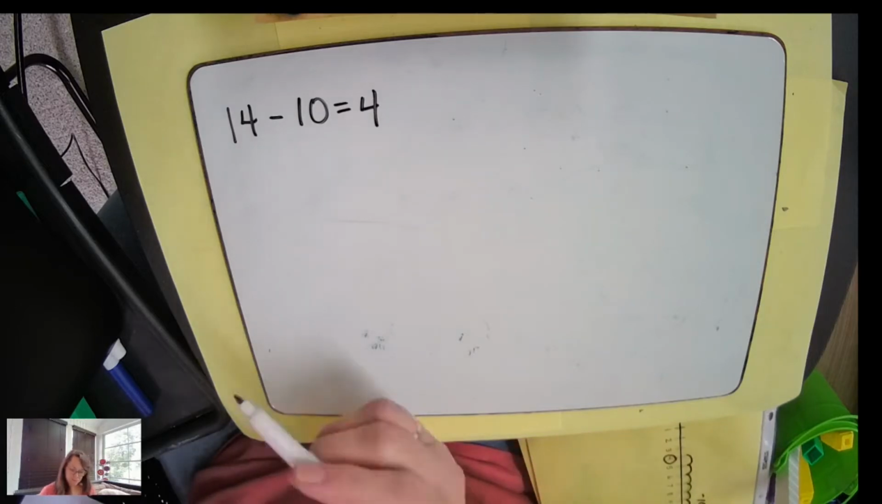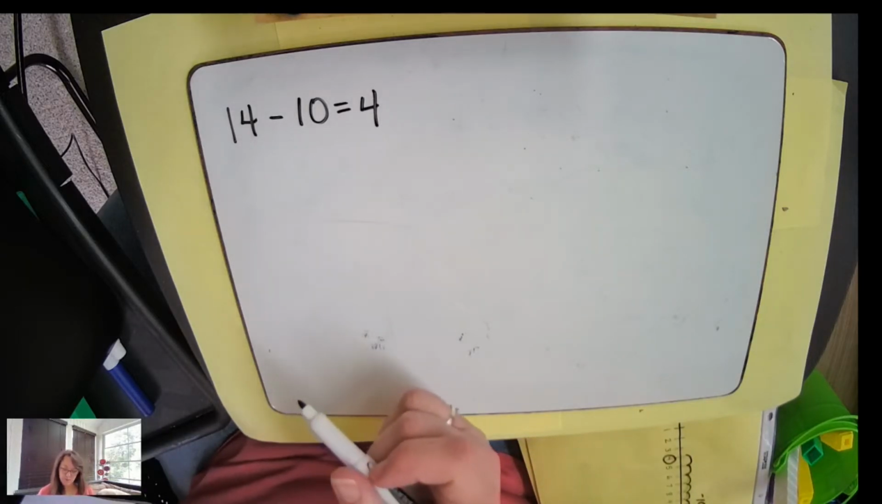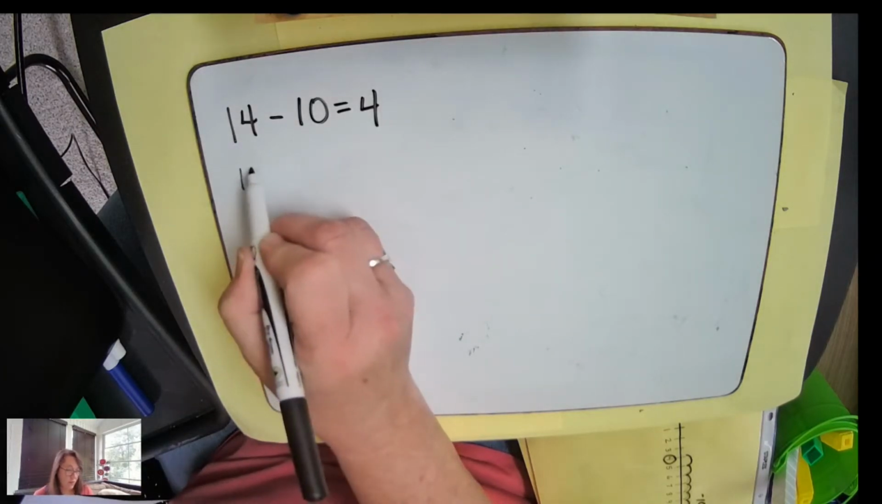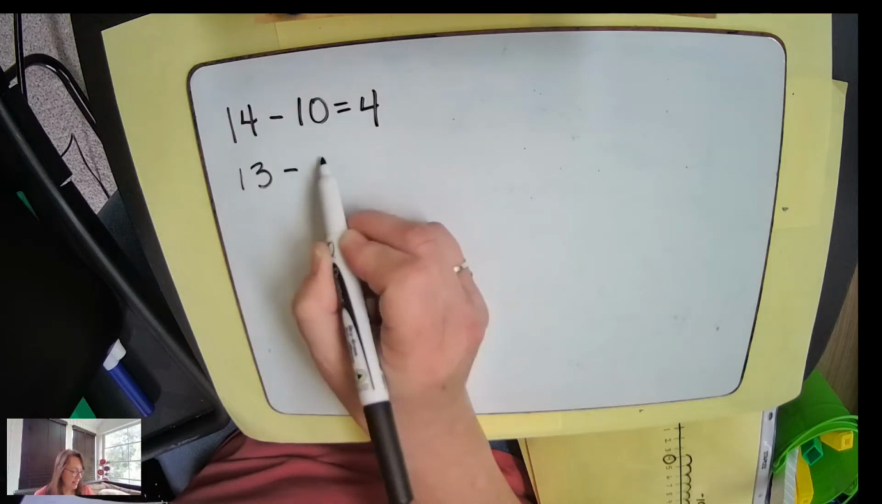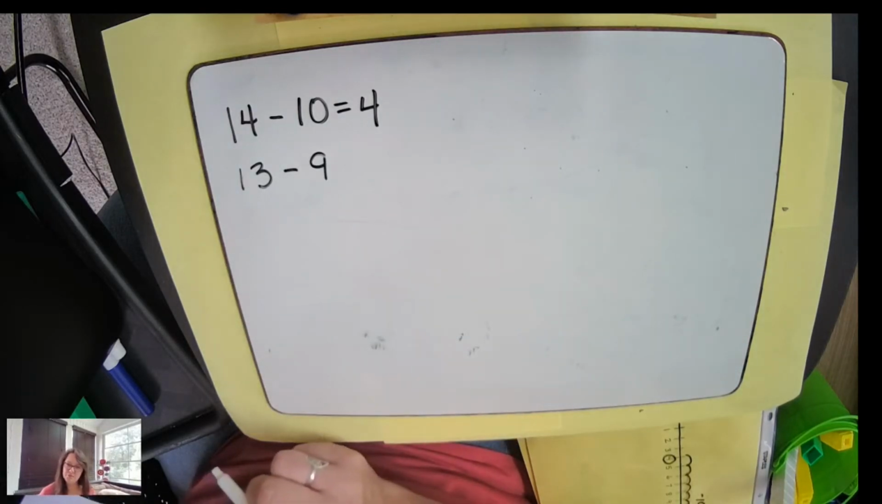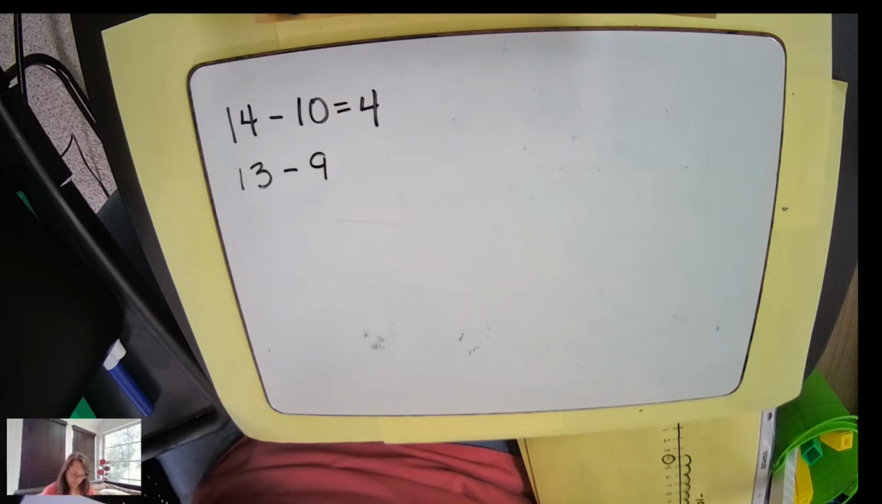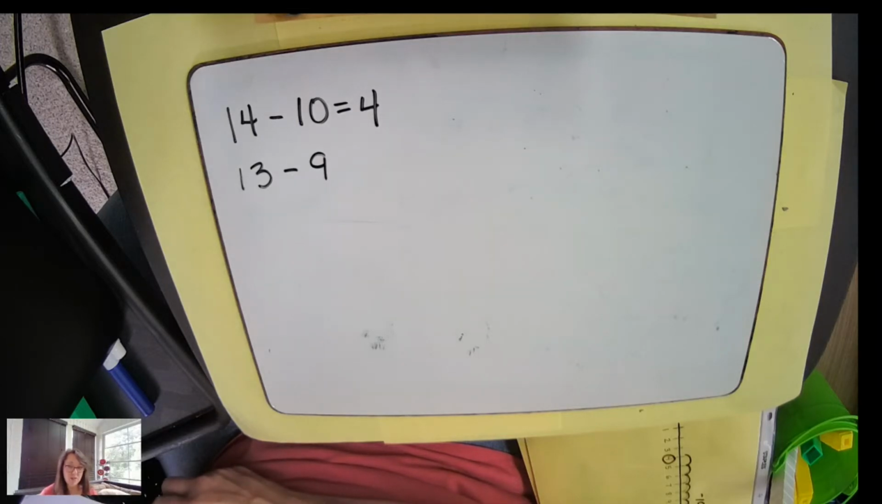Let's do another problem. Here's the next problem. The next problem is 13 minus 9. Think about it in your head. What might the answer be to 13 minus 9? Do you have an answer? Can you describe the strategy that you used? Good.